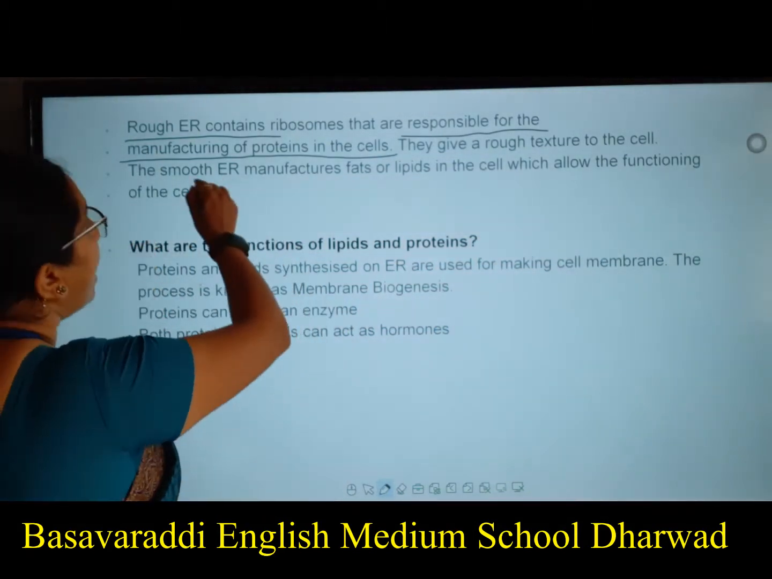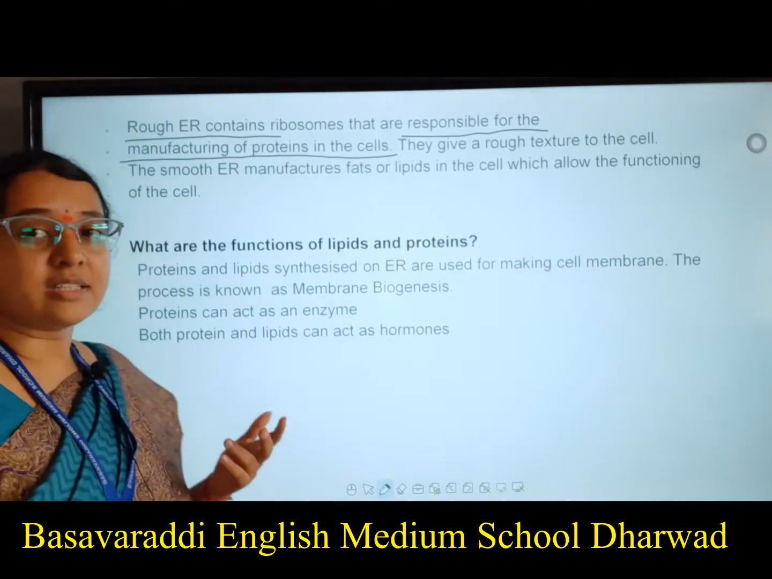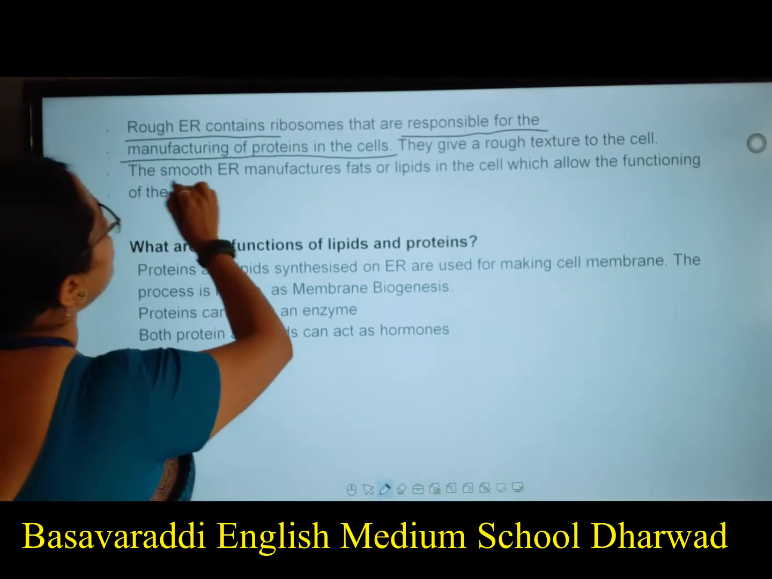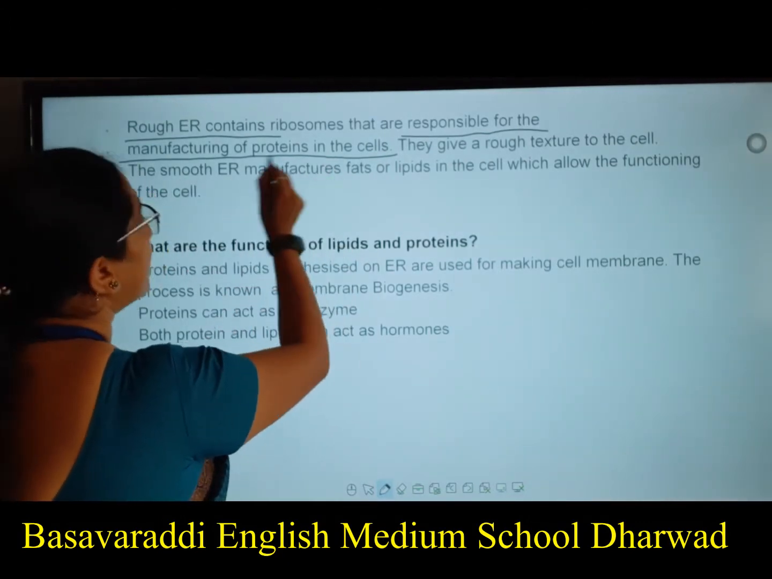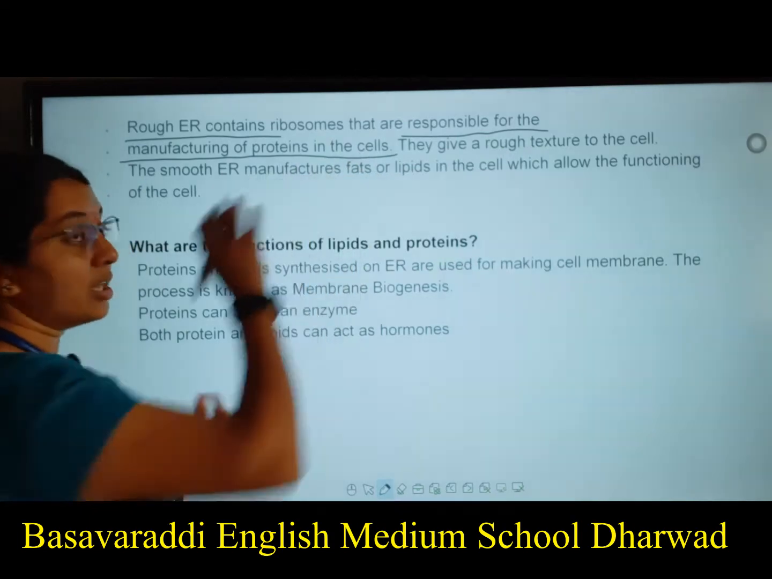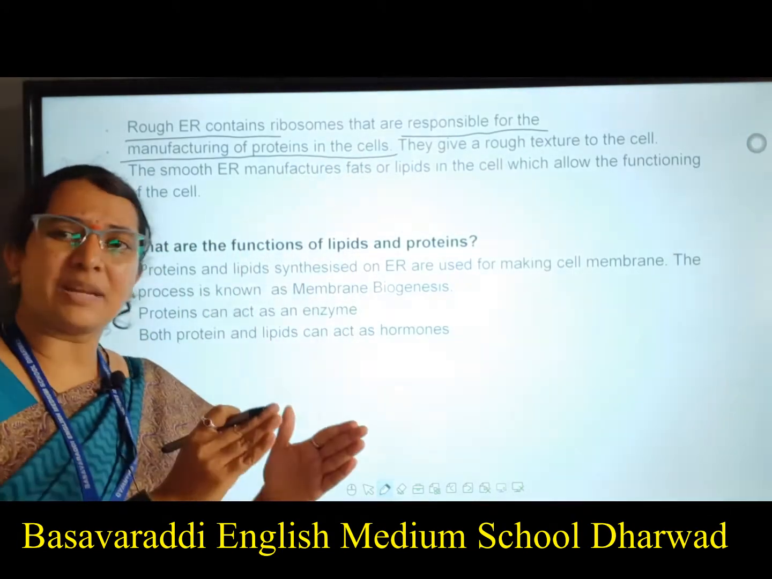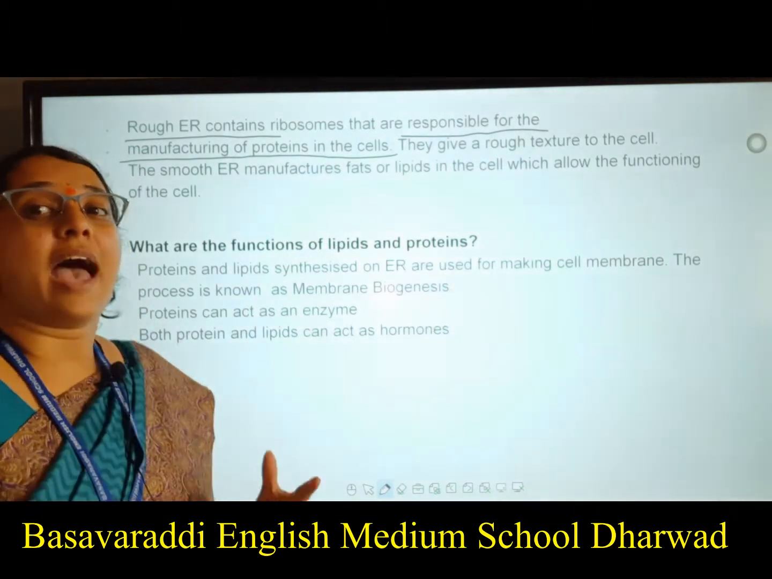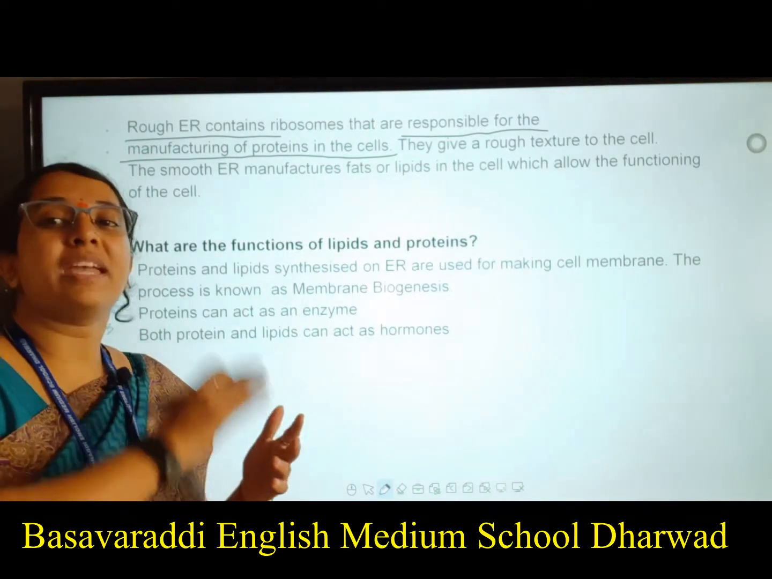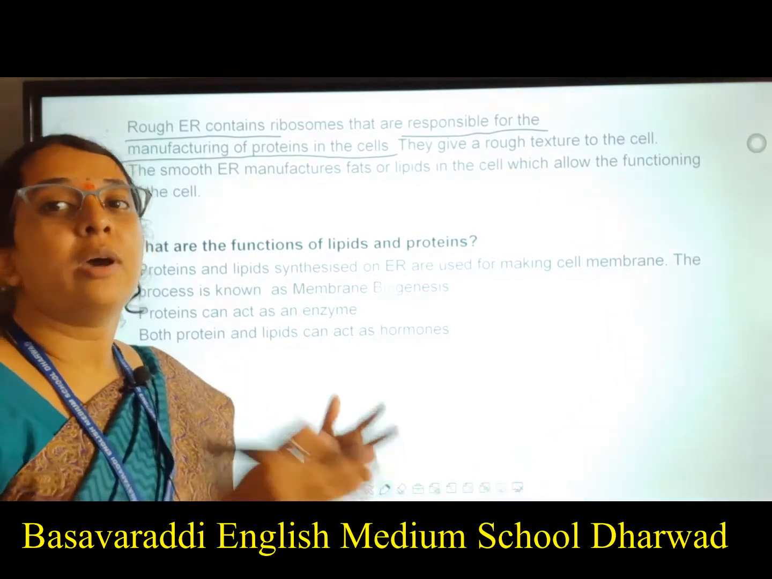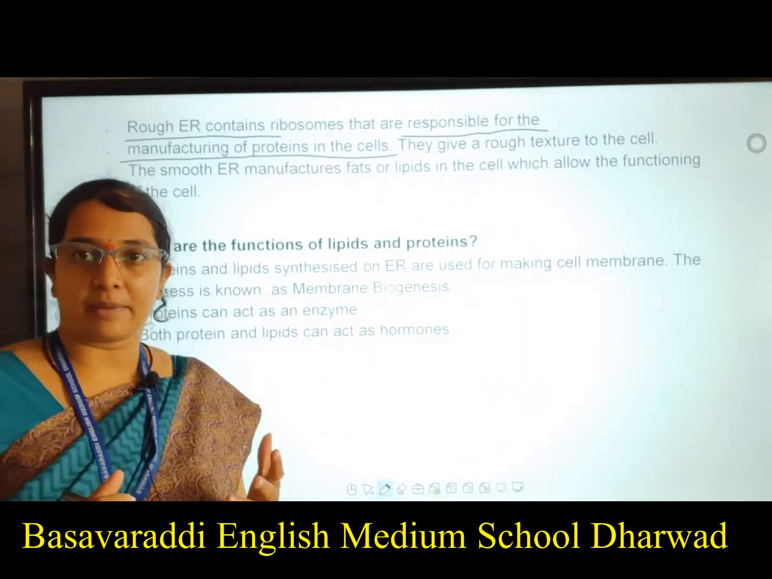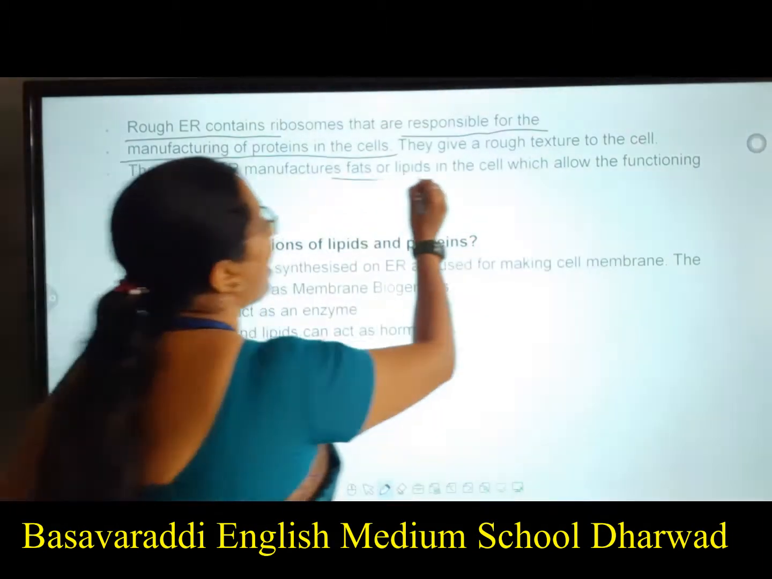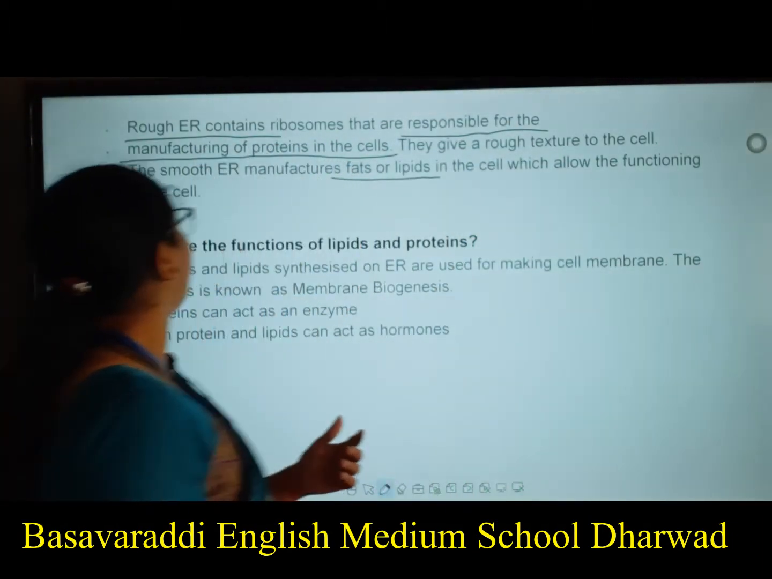Now the smooth ER, that is smooth endoplasmic reticulum. The smooth endoplasmic reticulum manufactures fats or lipids. So it is very clear now that the rough endoplasmic reticulum, as it has the ribosomes, mainly produces proteins. The smooth endoplasmic reticulum manufactures fats or lipids in the cell, which allows the functioning of the cell.